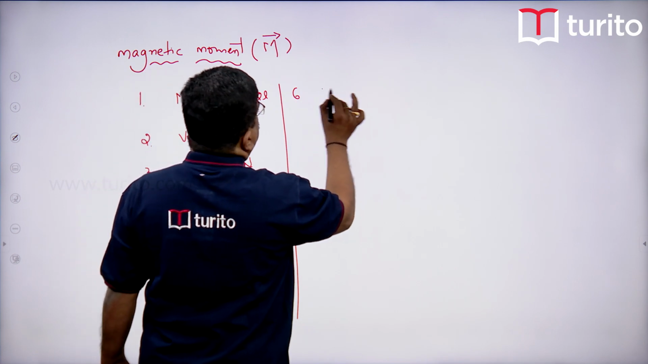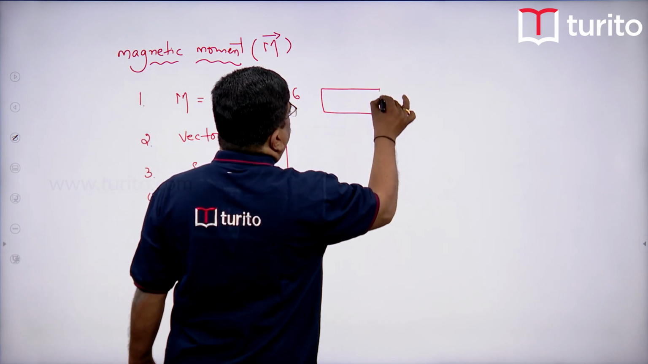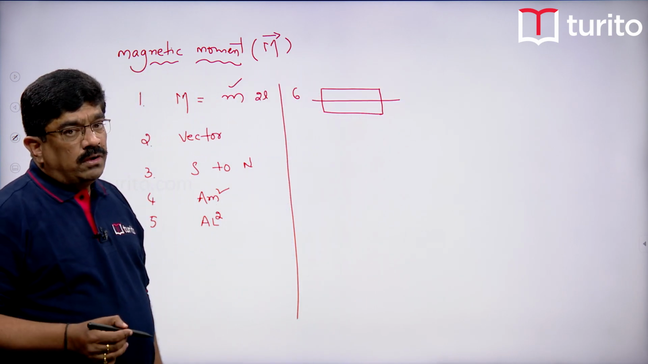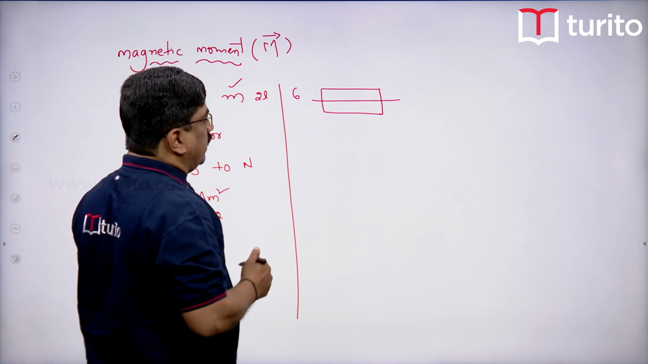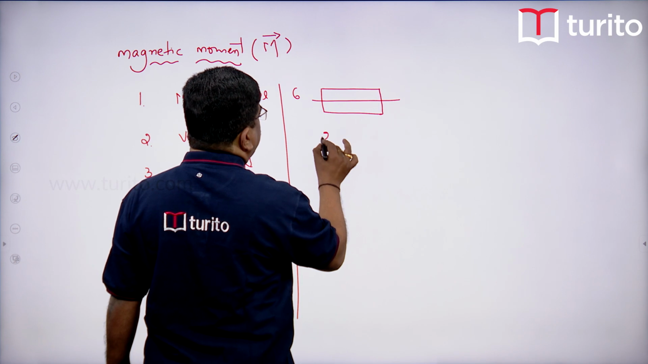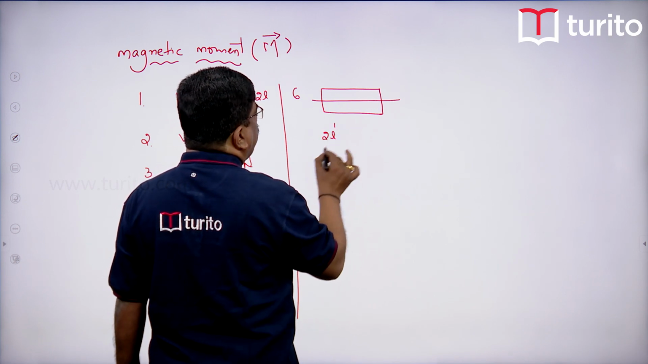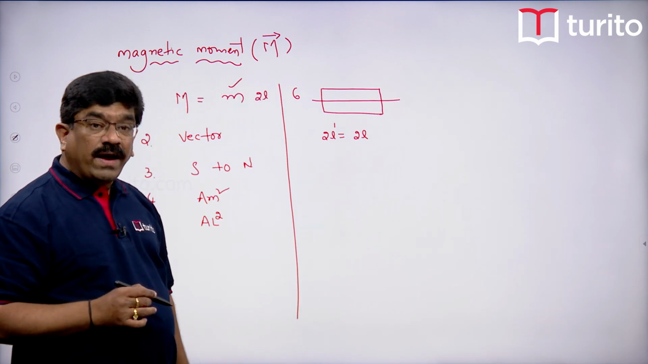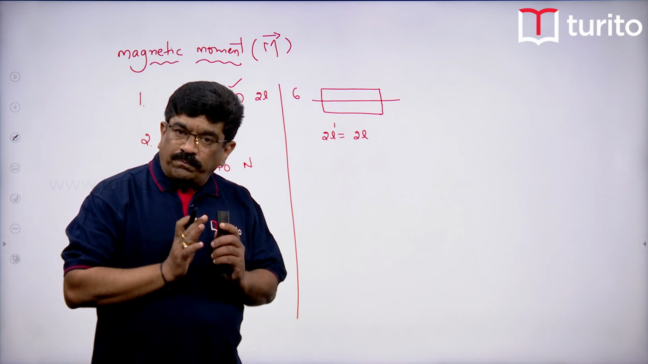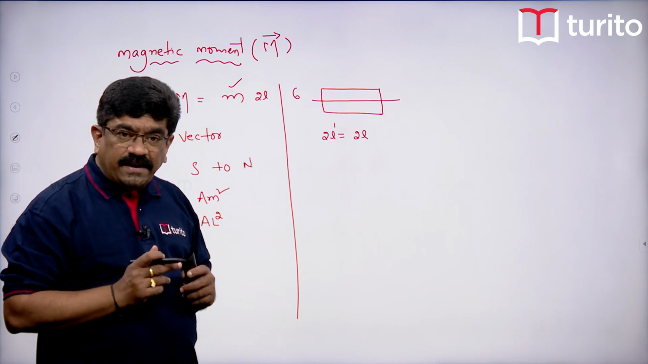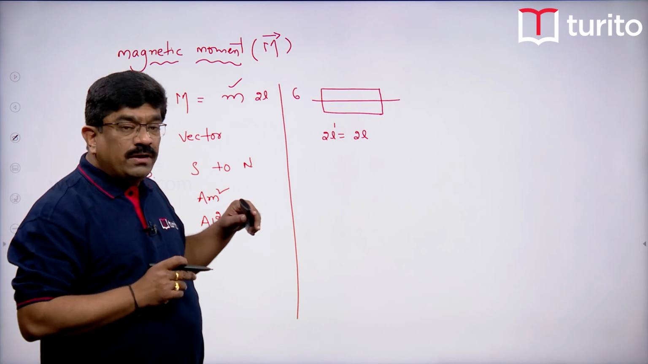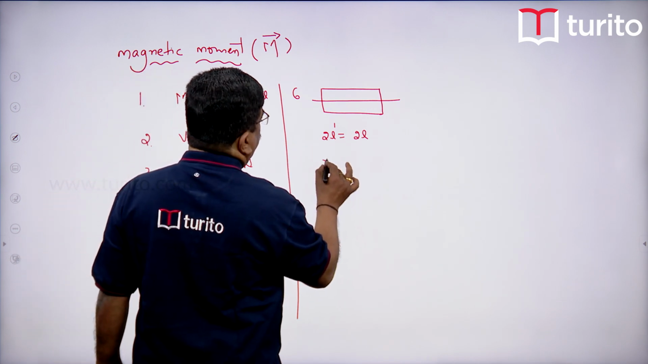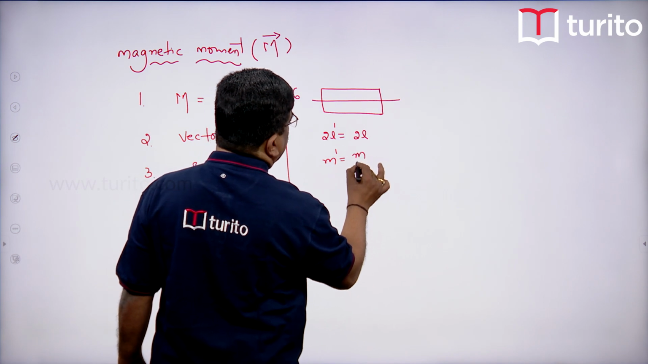When we cut a bar magnet into two equal pieces like that, what are the changes? One after the other. First, the magnetic length does not change, that means the final magnetic length is equal to the initial magnetic length. 2L dash means the final magnetic length, the magnetic length of each piece, and 2L is the initial magnetic length. For each piece, 2L dash is equal to 2L. Next, pole strength M dash is equal to M by 2.